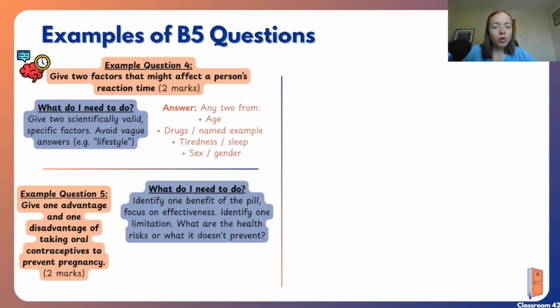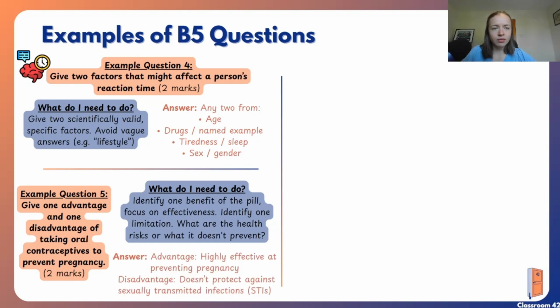So we're identifying 1 benefit, focusing potentially on effectiveness, that's quite a common one to use, and identify 1 limitation. So for any contraceptive that you're asked to give a disadvantage of, what are those health risks and what doesn't it prevent, because that's often a good disadvantage to use. So here I could say something like it's highly effective at preventing pregnancy, or could even say 99% effective, but highly effective is usually the key word that is on the mark schemes. And a disadvantage: doesn't protect against sexually transmitted infections. That's a common one used for the oral contraceptives.